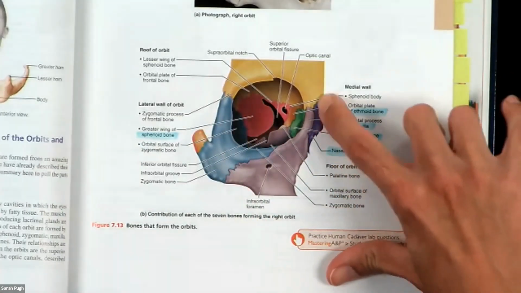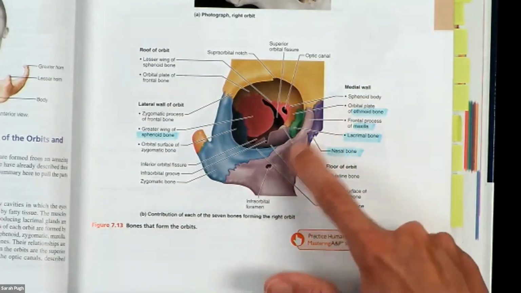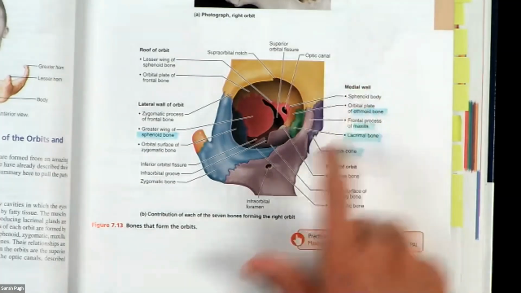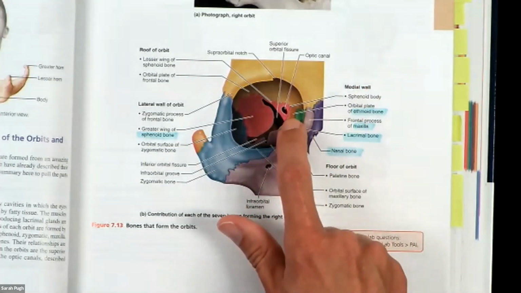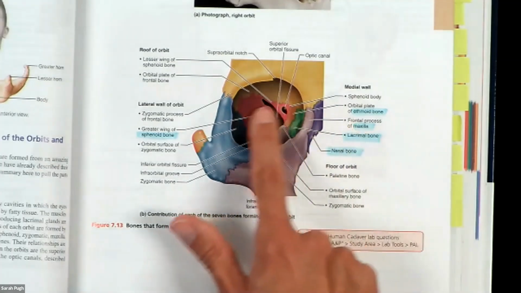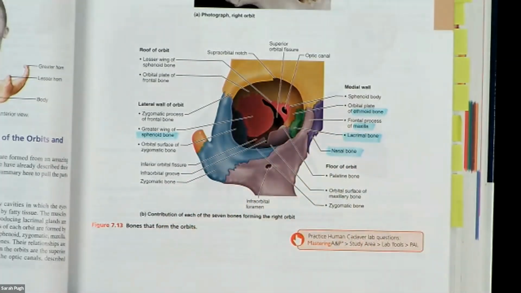So again, if you start in the middle, we have our nasal, then our maxilla bone in this lighter purple, and then we have our lacrimal bone in green, and then the ethmoid bone in orange. And then the sphenoid bone is in the back in this bright pink. And so I have a saying that will help you remember these bones and how they transition in the orbital.